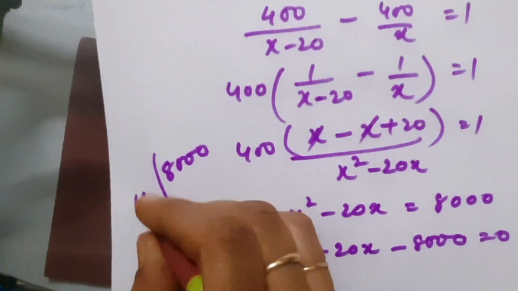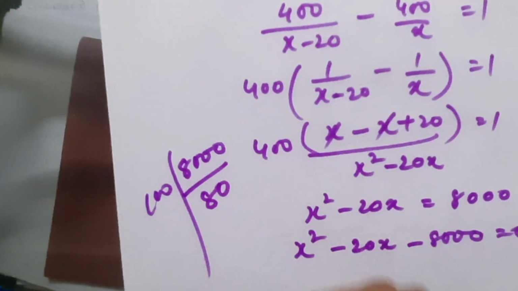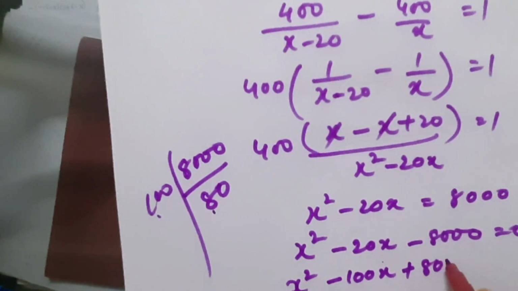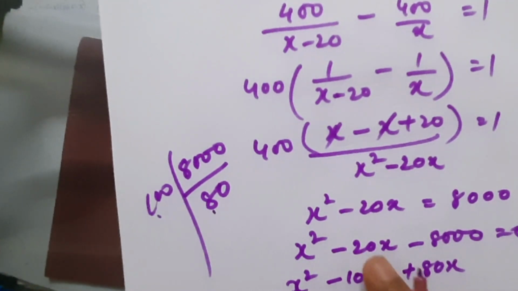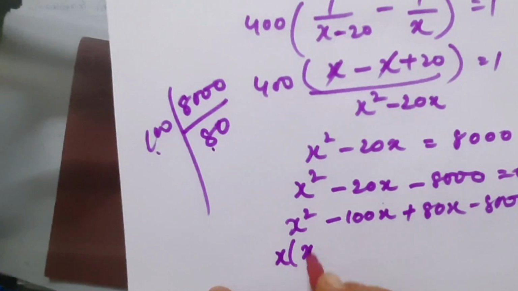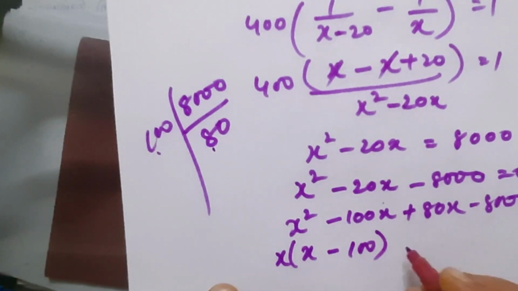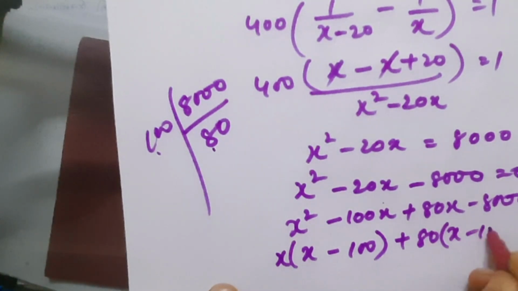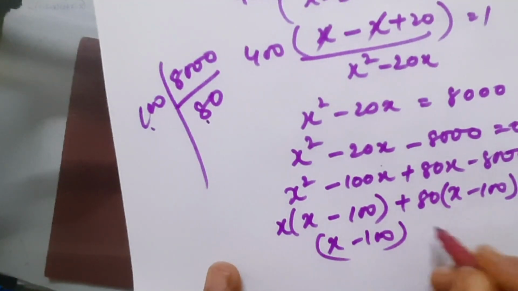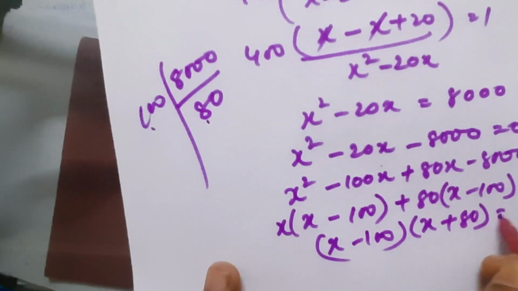So here, 100 80s are 8000, and 100 minus 80 is 20. So our factors are minus 100x, plus 80x. The bigger number is given the sign of the question, and the smaller number the opposite sign. 80 and 100, if we subtract we get 20. 100 multiplied by 80 is 8000. So these are our factors. Now x can be taken common. So it's x minus 100 plus 80, again x minus 100, repeating the same brackets. So x minus 100 is one of the answers, and the second factor is x plus 80.